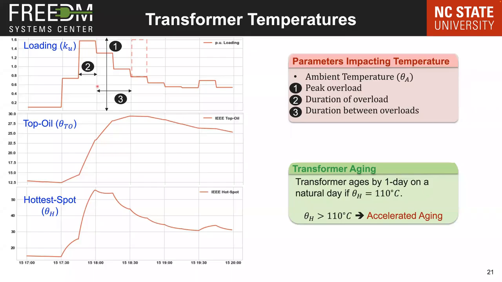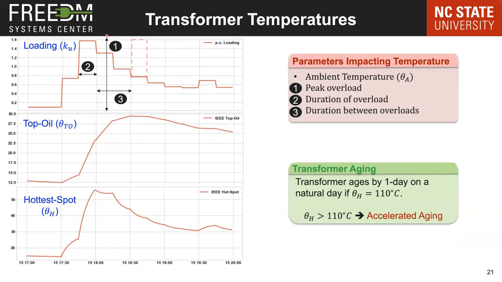So here's a brief profile of loading of one of the transformers. This is given in per unit. So anything above 1 per unit means that the transformer is overloaded above nameplate rating. Now, these are the top oil and the hottest spot temperature variation according to this loading profile. You can see 4 factors affect the final hotspot temperature. One is ambient temperature. I don't show it here because it's very trivial. The higher the temperature, the higher the impact on the internal temperature.